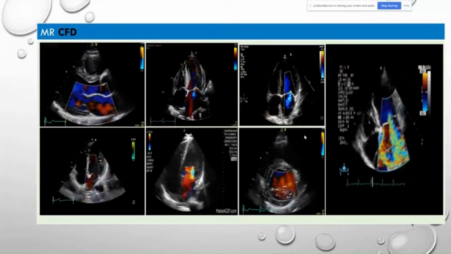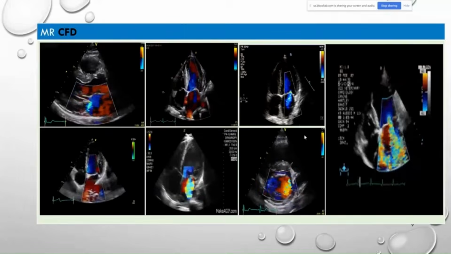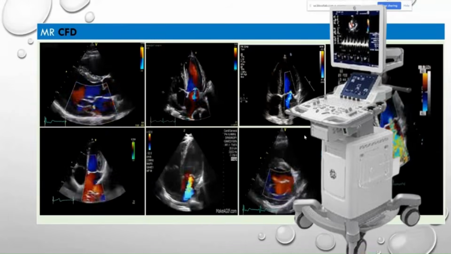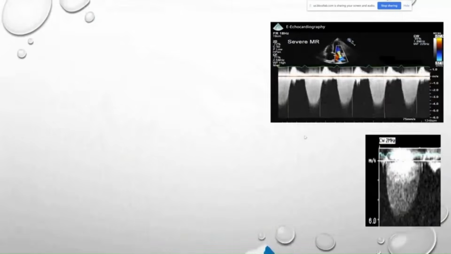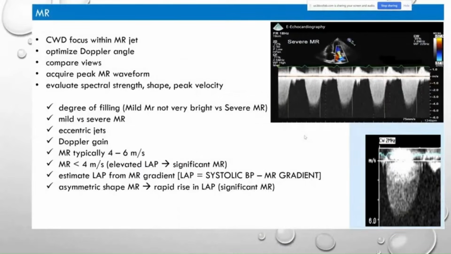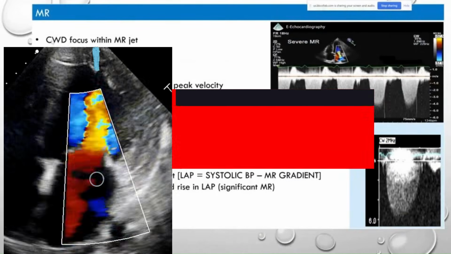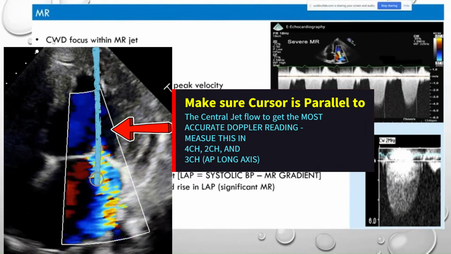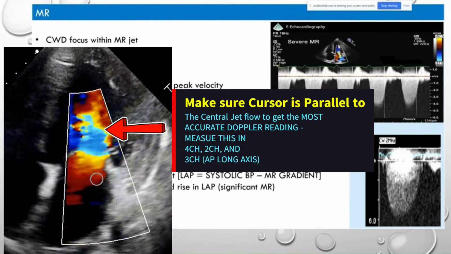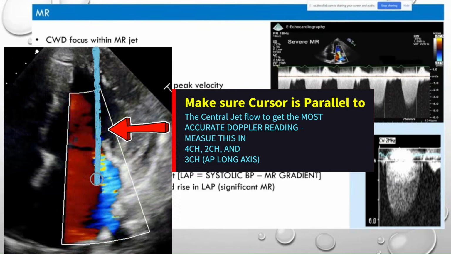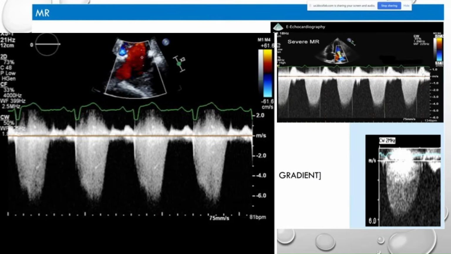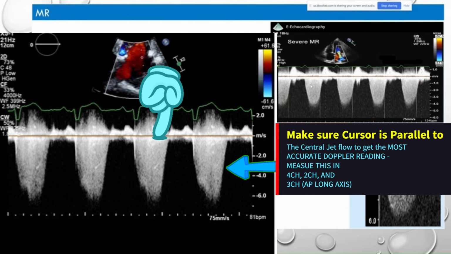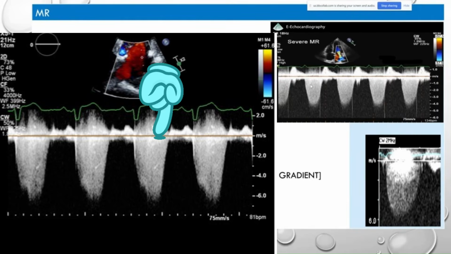So now, let's talk about the actual waveform for when you turn on the continuous wave Doppler to measure just how bad this is. So you're going to use a continuous wave Doppler, and you want the focus to be within the mitral valve regurgitation jet. Make sure it's parallel with the flow. When you turn on continuous wave Doppler, this is what you're going to get. Remember, for mitral regurgitation and tricuspid regurgitation, the flow is going to be below the baseline.